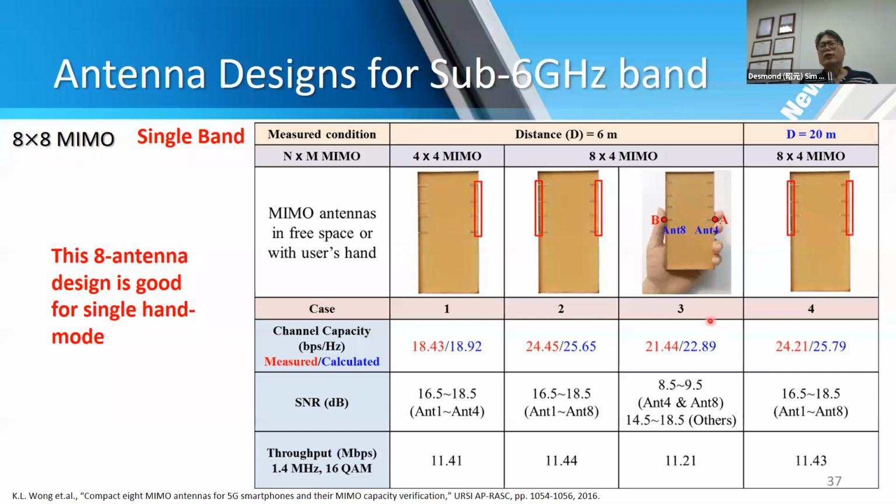And if you use your hand to slowly touch it, you'll be able to see that even though these 2 fingers, the thumb and the index finger, are touching points A and B, you can still maintain your throughput up to about 11. This is at a distance of 6 meters between the receiver and the transmitter. And if you look at these results, you'll be able to understand why Professor Wong from Taiwan is trying to tell us that we need to put the antennas into the top section.